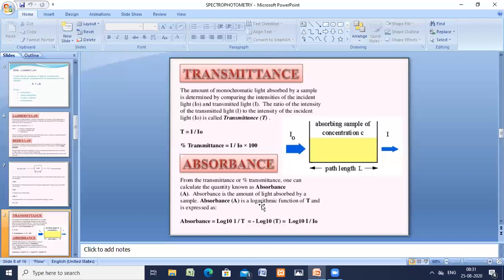In the simple way, using transmittance, we can calculate the absorbance. It is the amount of light absorbed by the sample. That is absorbance. So it is the logarithmic function of T. Absorbance is equal to log 10 of 1 by T. Absorbance is equal to minus log 10 T. Again, T is I by I0.